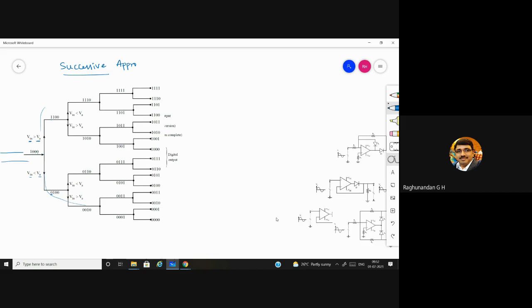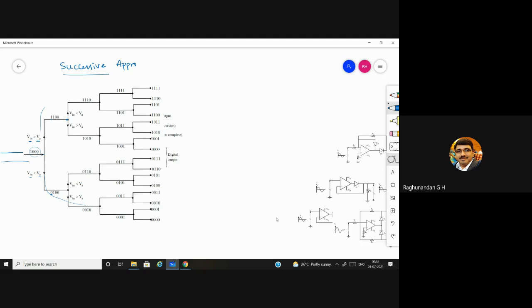Here also we came to know that V in is greater than 1000. That's why, to increase the level, to check the level, what we do is we retain the present value, as we came to know that the input is greater than this. So obviously the equivalent value of input should be greater than this, so you should not change that MSB value. Along with the MSB value, the next bit is made high, and again we are going to compare.